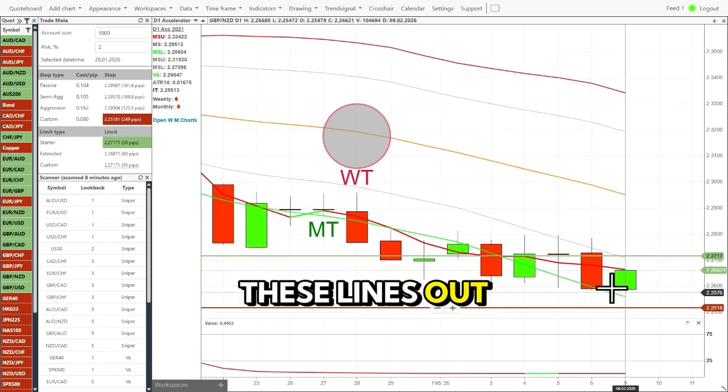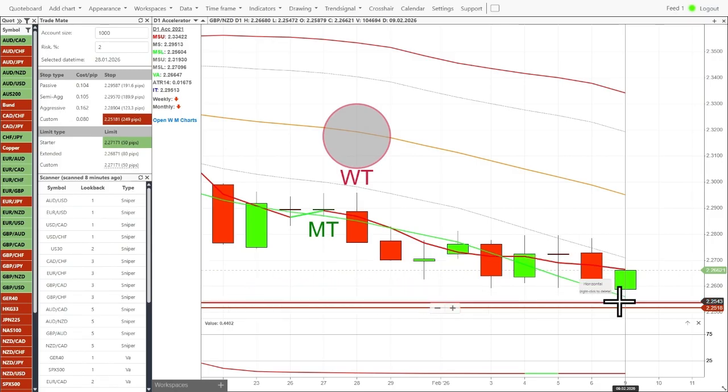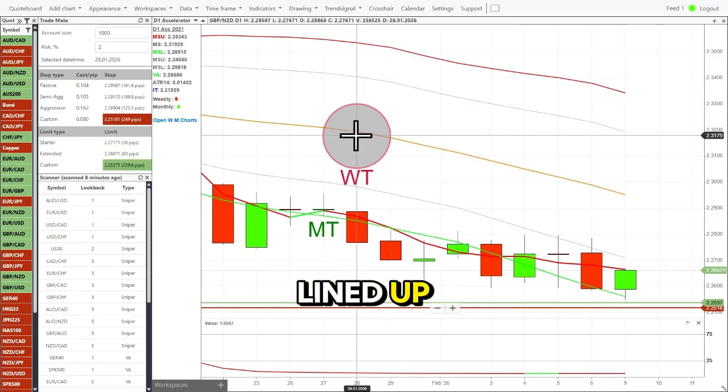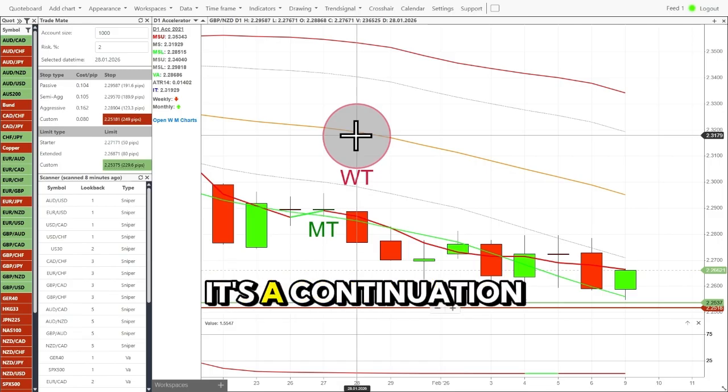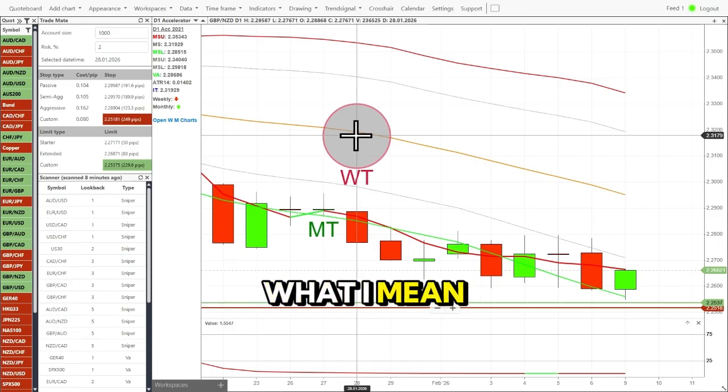So let's move these lines out of the way for now. We'll come back to them later. But let's have a look at how many things are lined up on here. Now, there's 8 potential indicators that you can use for a sniper trade. The 8th one is the disc color. That's neutral in this case because it's gray. It just means it's a continuation of a previous move. I'll show you what I mean in a second. So essentially, there's only 7 of them that we're really considering for this trade.